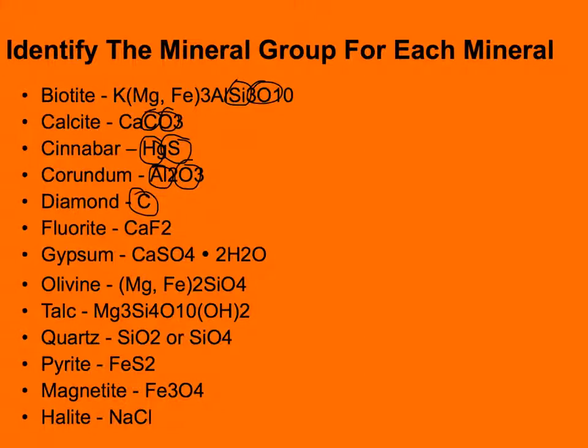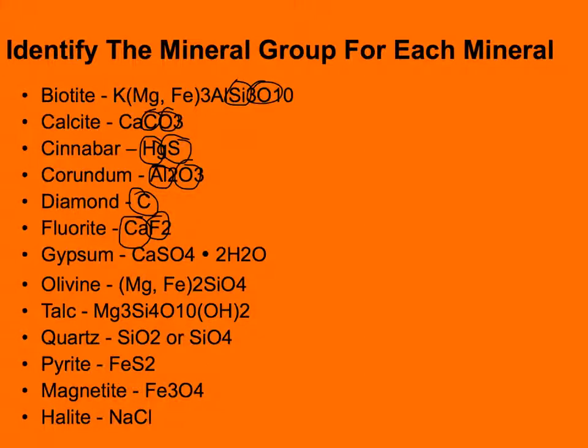The next one, we just have carbon and carbon only. And in this particular case, the carbon is in a mineral called diamond. Because carbon is by itself, it belongs to the group called native elements. For the next one, we see fluorine, which is a group 17 element, with a metal called calcium. So that belongs to the halide family.